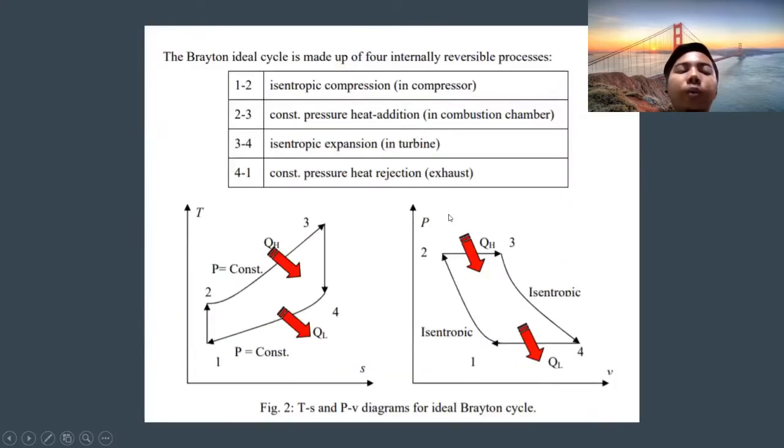From the open cycle gas turbine power plant, we can make an analysis by using the T-S and P-V diagrams for the ideal Brayton cycle. We can get the thermal efficiency of the Brayton cycle and find its pressure ratio.